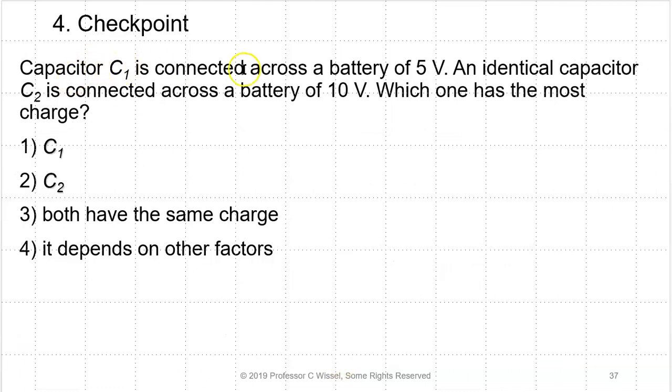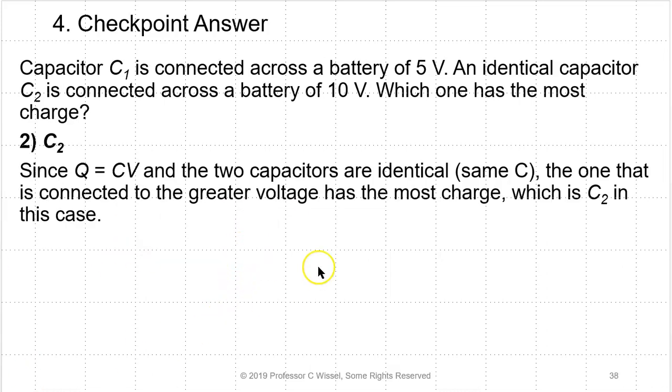Checkpoint. Capacitor C1 is connected across a battery of 5 volts. An identical capacitor C2 is connected across a battery of 10 volts. Which one has the most charge? Well, charge is C times V. So C2 is going to have twice the charge of C1.